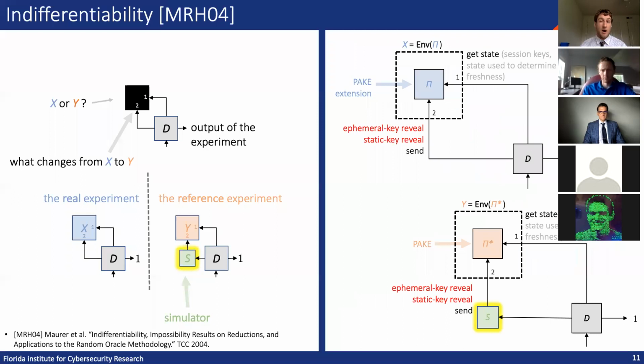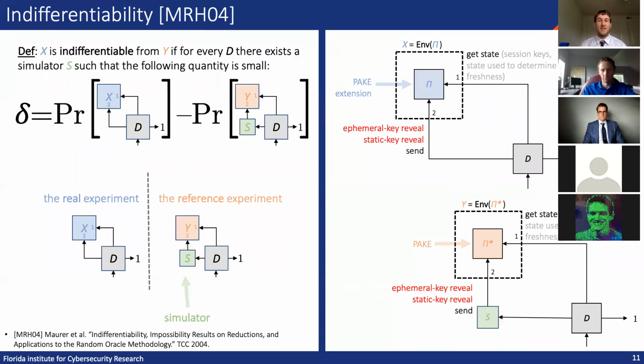So going back to our model for authenticated key exchange, recall that the second interface lets the adversary execute sessions and reveal ephemeral static keys. So in this setting, the simulator's job is to make the execution of the base PAKE look like the execution of the PAKE extension. In general, we'll say that X is indifferentiable from Y if for every efficient D there exists an efficient S such that D's advantage in differentiating the real experiment from the reference experiment is small. In other words, to prove indifferentiability, what we want to do is construct S so that D is unable to tell which experiment it finds itself in.